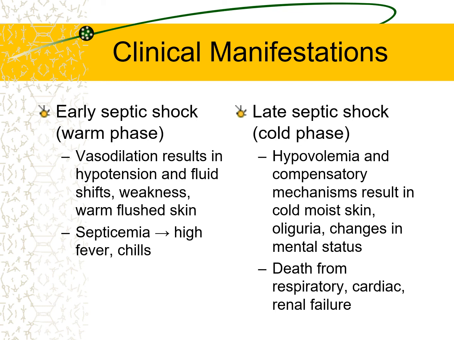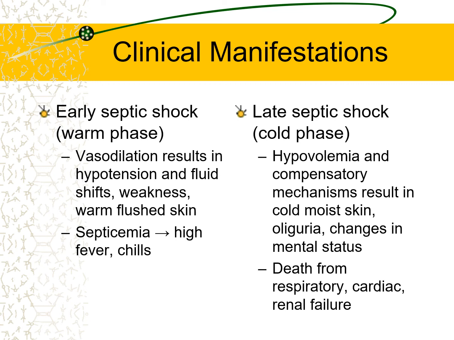Then we have the late septic shock or cold phase. Now look here, the skin is described as being cold and moist, or we could call that cold and clammy, because the whole point of septic shock or circulatory collapse is that we don't get peripheral perfusion. We don't get perfusion anywhere in the body. The skin reflects that by becoming cold and moist, part of your assessment.